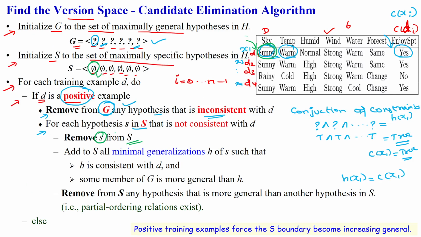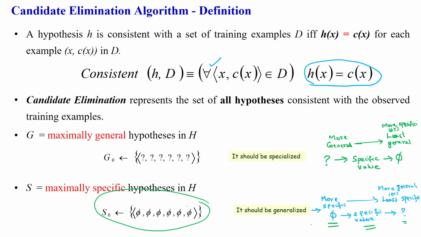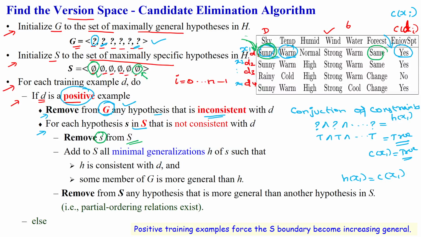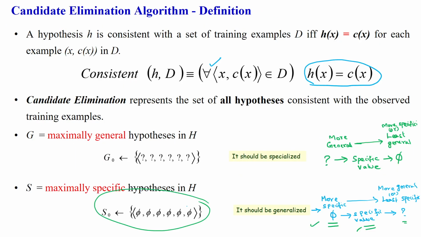So now we are replacing this null by a specific value, the sunny for the first attribute. Then for the sixth attribute, this null value will be replaced by the same, as per the rule: if there is a null, we will remove it by the specific value. So after that, we are adding the minimal generalization, so replacing the yes. This is the minimal generalization.